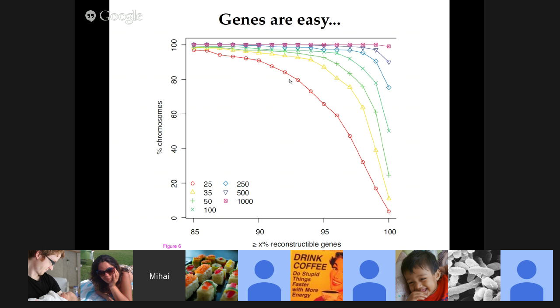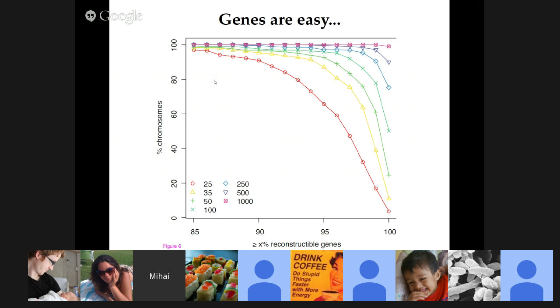So if you're looking at this plot, it shows you what percent of the genes in an organism can be assembled correctly. That means there's no repeat inside of them that confuses the reconstruction. And this is the percentage of genomes for which that percentage of genes can be reconstructed. So you can see that even for reads as small as 25 base pairs in this case, almost all the genomes have about 85% of the genes that can be correctly reconstructed.